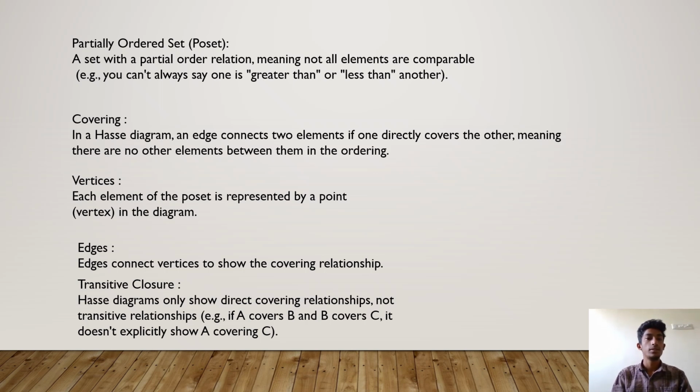Vertices: each element of the poset is represented by a point or vertex in the diagram. Edges: edges connect vertices to show the covering relationship. Transitive closure: a Hasse diagram only shows direct covering relationships, not transitive relationships. For example, if A covers B and B covers C, it does not explicitly show A covering C.